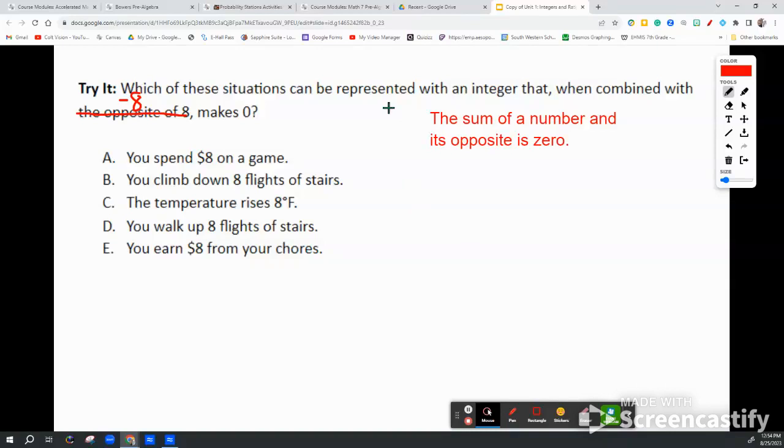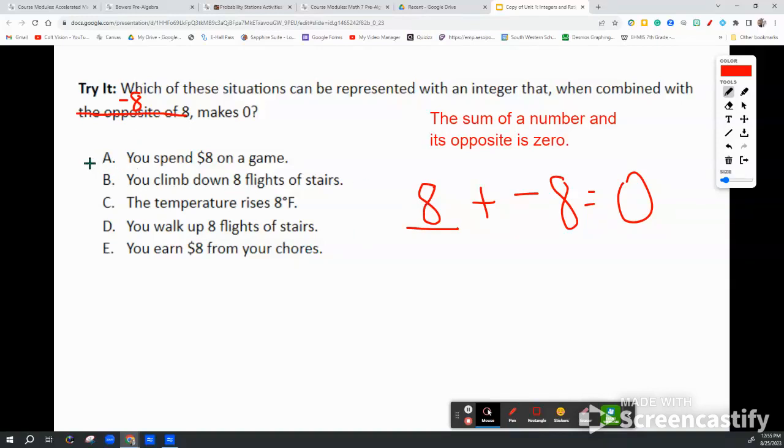So what integer are we looking for? Well, what integer can we combine with -8 and the result will be 0? So what number goes here? Well, we're looking for the integer that is actually 8. So we're looking to see which of these scenarios could be reflected by 8.